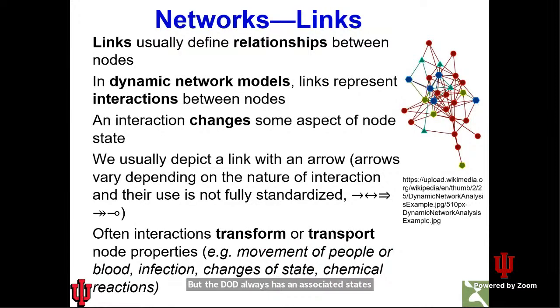A link, that is a line between nodes, defines some kind of relationship between those two nodes. That relationship could be something static, like I'm leaning against the wall, that's the relationship. Or in our world, we're going to be focusing on dynamics. We want to know how things change. And so in that case, the links represent interactions. And that means that an interaction is something that changes some aspect of node state.